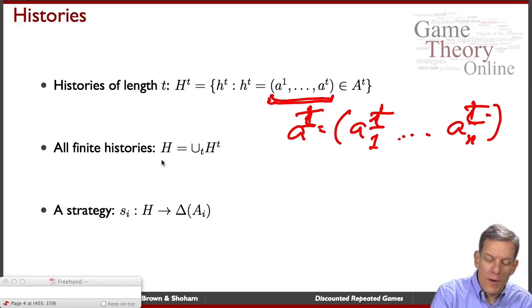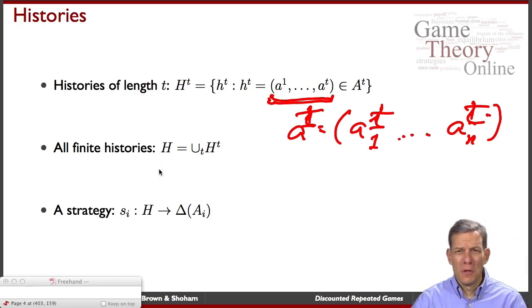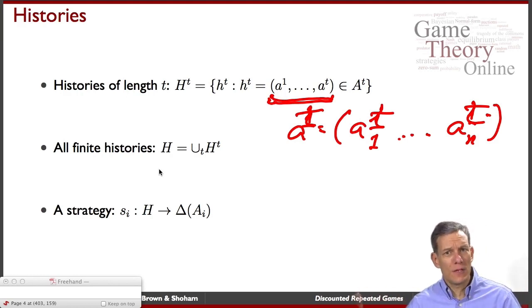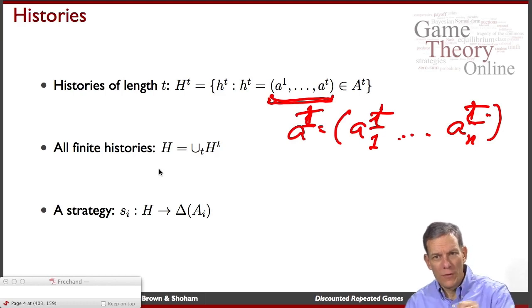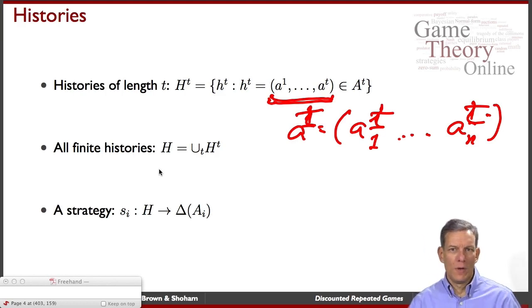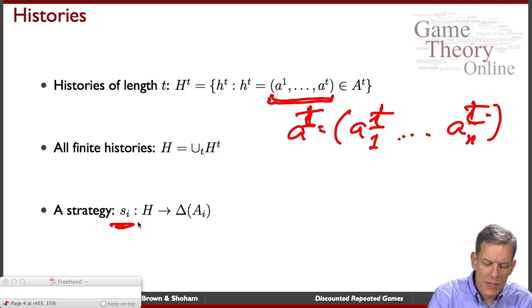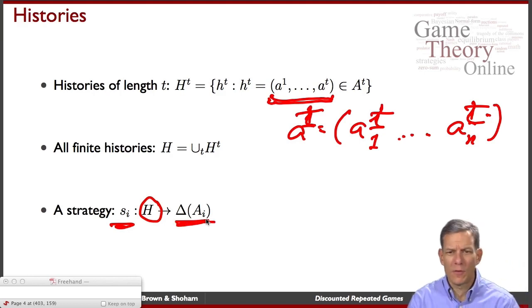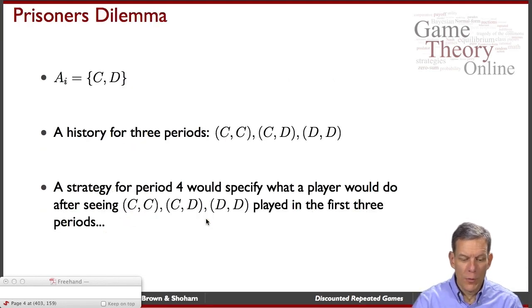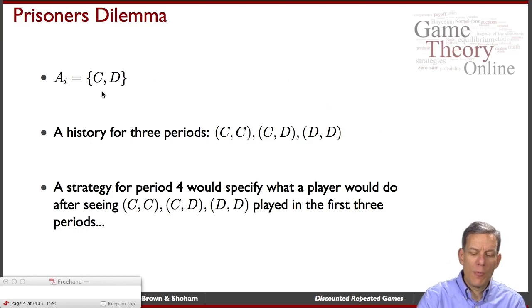Then we can talk about all finite histories, all possible histories that I could be faced with when playing this game, all the things I'm going to have to think about. What am I going to do if this happens? What am I going to do if that happens? In an infinitely repeated game, I've got all these histories, and what am I going to do in each circumstance? So a strategy is a map from every possible history into a possibly mixed strategy over what I can do in the given period, faced with a given history. In a prisoner's dilemma, people can either cooperate or defect in a given period.